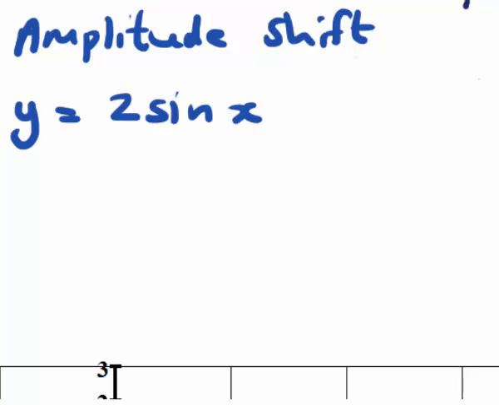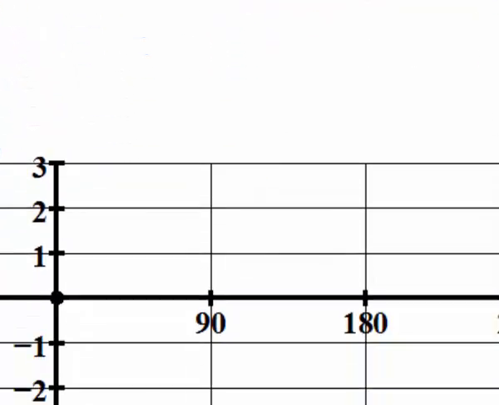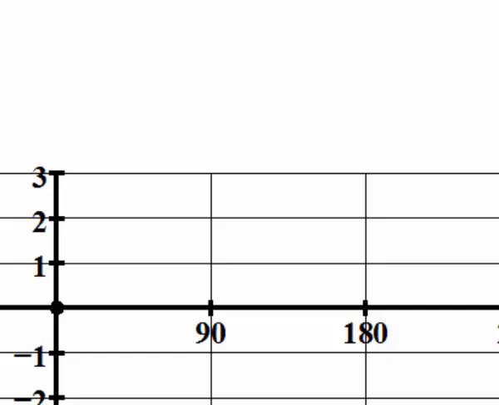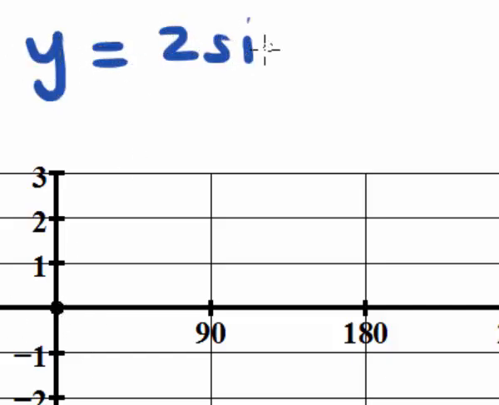Okay, here we go. Well, if you start at 0, and we're looking at y is equal to 2 sine x. So if I say x is 0 degrees, it goes 0. 0 times 2 is 0.